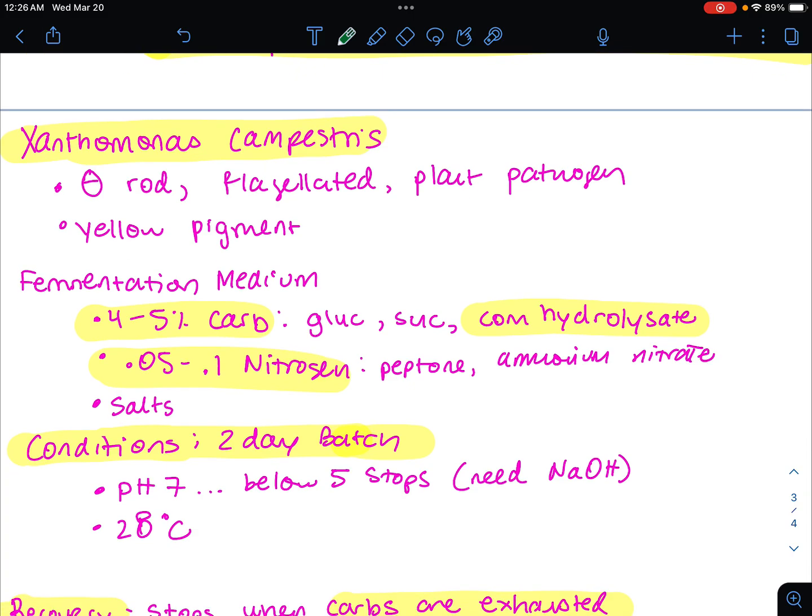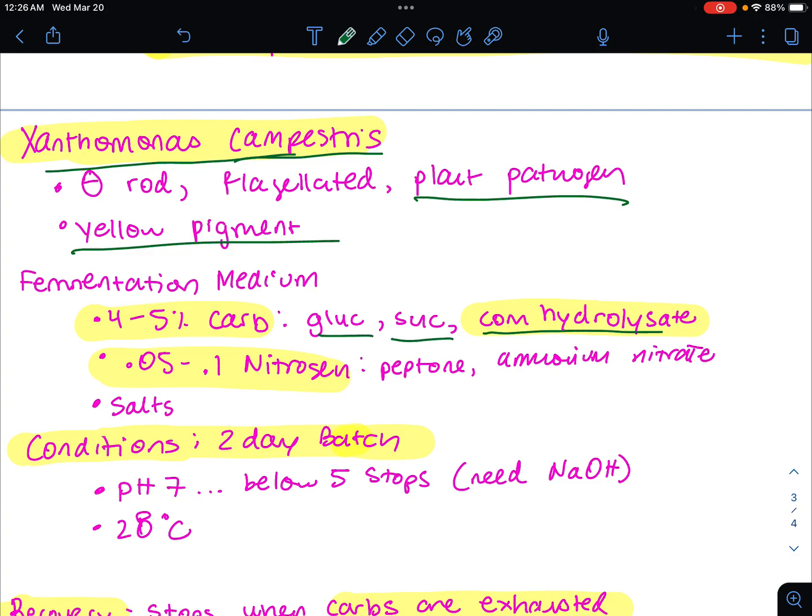Let's talk about the organism now that makes the xanthan gum. This is going to be Xanthomonas campestris. So Xanthomonas, again, that implies it has to do something with xanthan gum. And the species name is campestris. This is a gram-negative rod. It has this yellow pigment, and it's a plant pathogen as well. The medium for this fermentation will be 4 to 5% carbohydrate. You're going to use glucose, sucrose, and this corn hydrolysate. You need 0.05 to 0.01% nitrogen. And again, you need this for the proteins. You could get the nitrogen from yeast extract, peptone, ammonium nitrate, and you also need some salts.